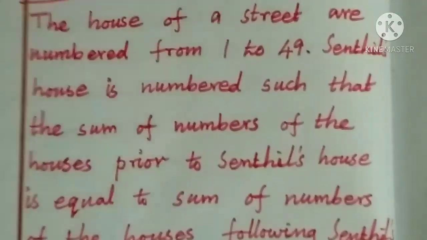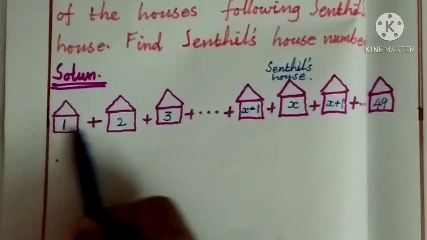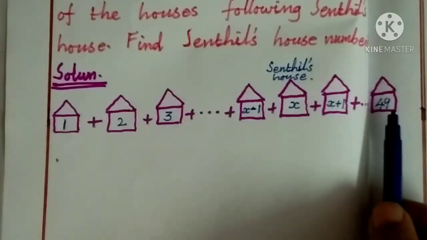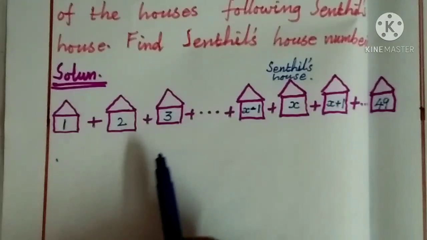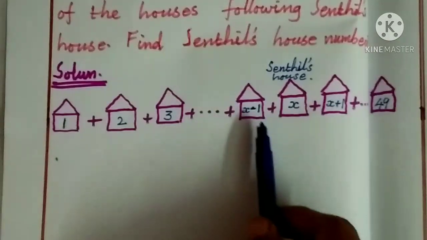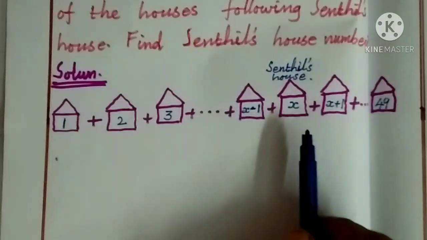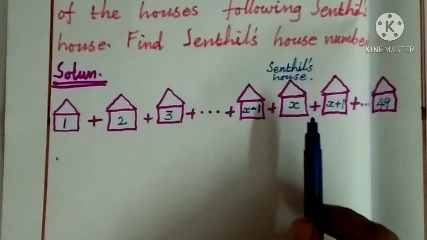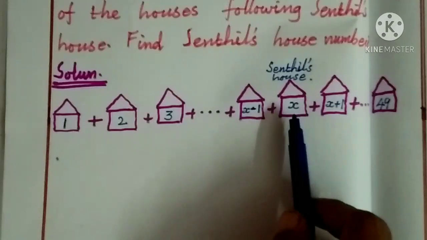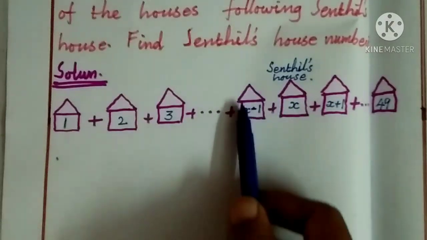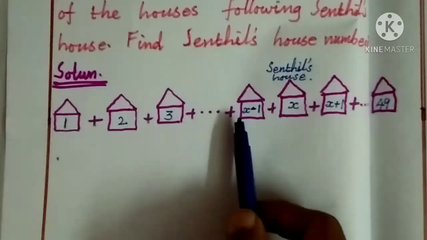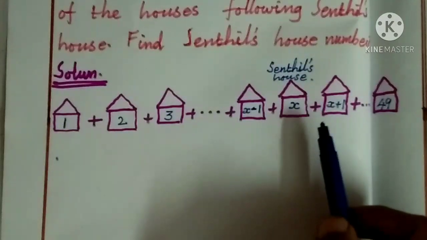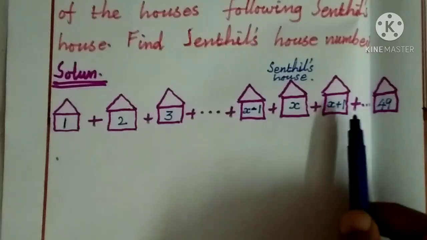Let us see this diagram. These are the houses in a road. There are houses 1 to 49. So here in between, Senthil's house is there. So this house number we have to find. So let us assume this house number be x. Then the house before that is x minus 1 and after Senthil's house the number is x plus 1.